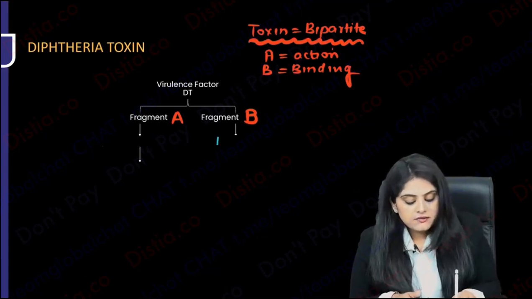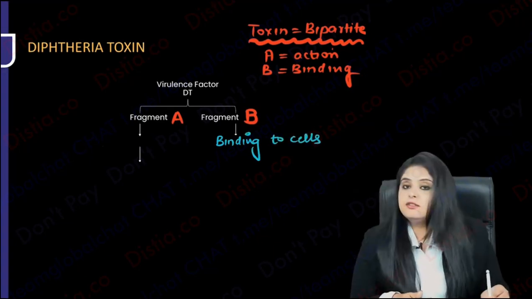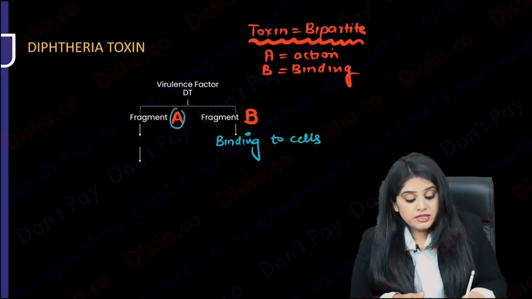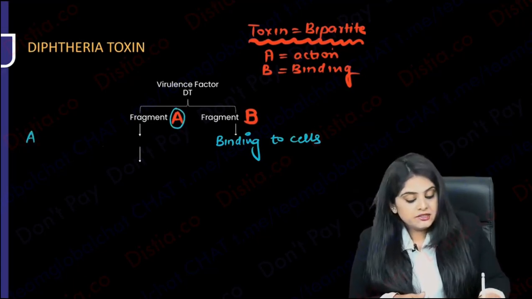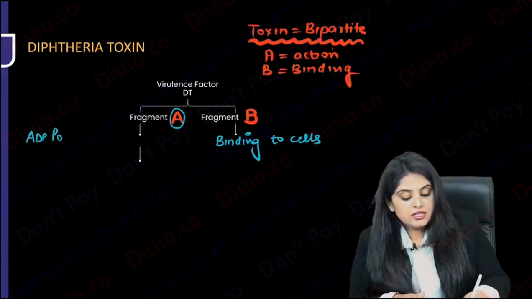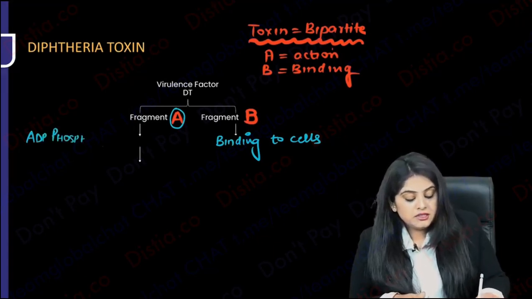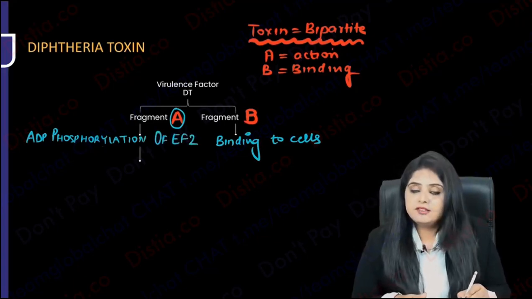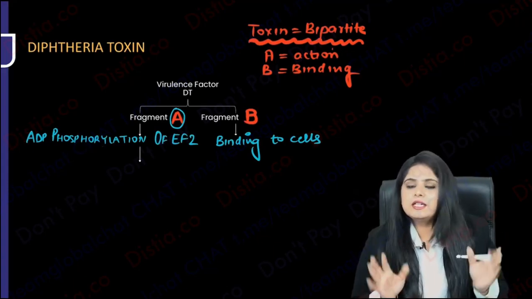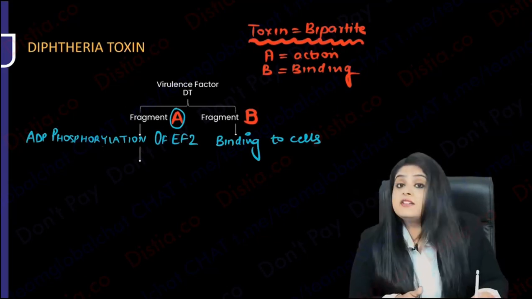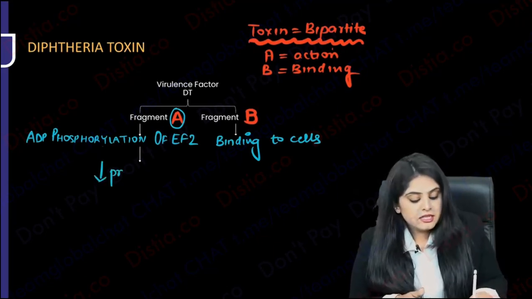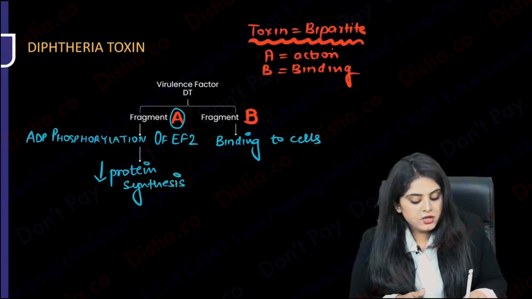So if they ask you which helps in binding to the cells, which helps in attachment or binding to the cells, it is fragment B. But who is doing the real action? The real action is that there is going to be ADP phosphorylation. Now listen to this very carefully because another mnemonic is coming up your way. There's going to be ADP phosphorylation of EF2. If you are really into full forms, EF2 means elongation factor 2. Varna nahi needed hai, theek hai? ADP phosphorylation of EF2, and whenever ADP phosphorylation of EF2 occurs, the protein synthesis is going to be inhibited. There's going to be an inhibition of protein synthesis.